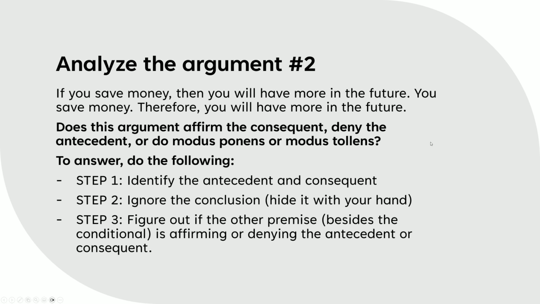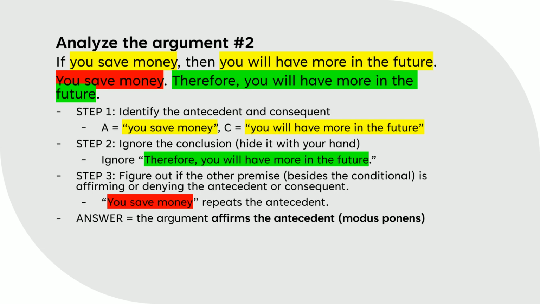So if you know how to do this, it can be really fast, right? You can look at an argument and you can identify, hey, that's modus ponens really quickly. Now, if you're a little bit newer to this, maybe you want to go in a more step-by-step way, okay? So here's the same argument. Let's do it step by step. What's the antecedent? Okay, well, here's the conditional.